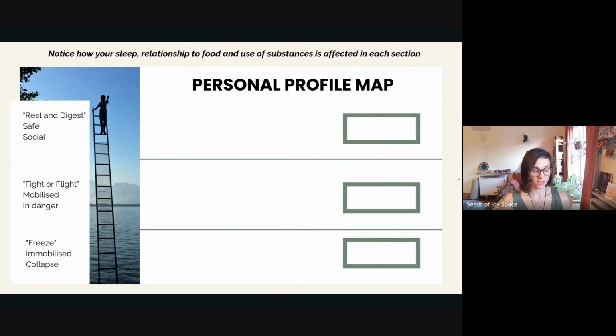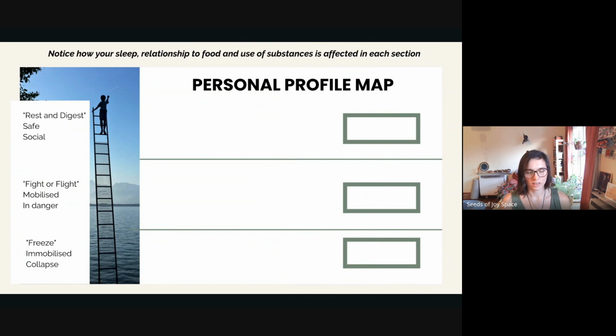So we're going to start at freeze, and I'm going to be inviting you to each of the states, and you can start already writing. If you have already something that is quite present, you can write it in there on your piece of paper.